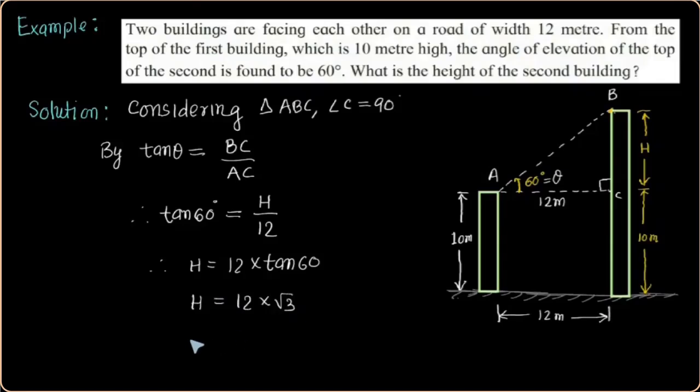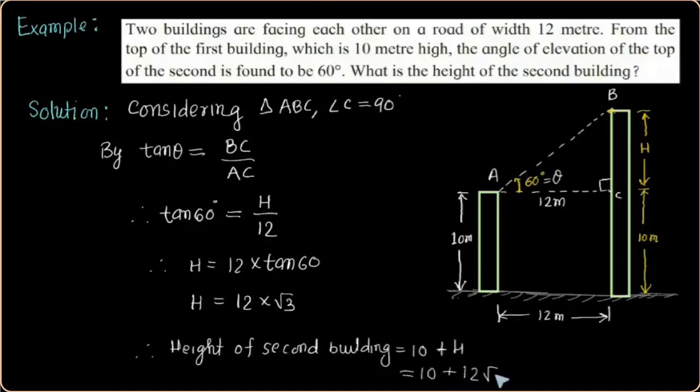Okay, so the height of the second building will be 10, which is this much, plus h, and that is equal to 10 plus 12 root 3 meters. This you can calculate, that's very simple. So this is the procedure for how we can easily find the height of the second building since the angle of elevation is given to us. Now we shall see one more example.